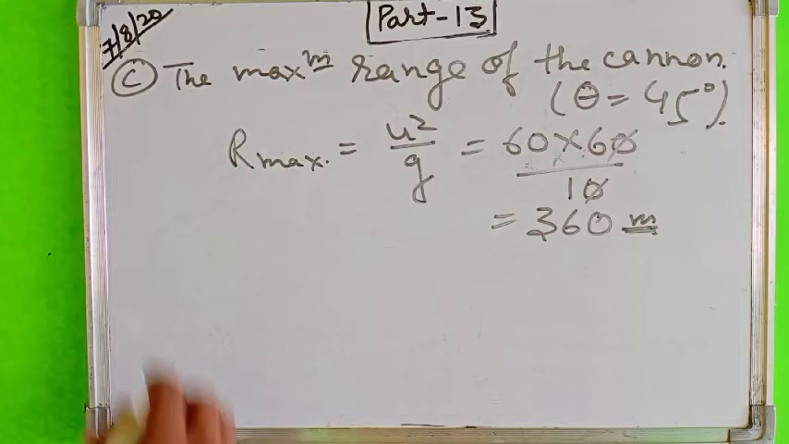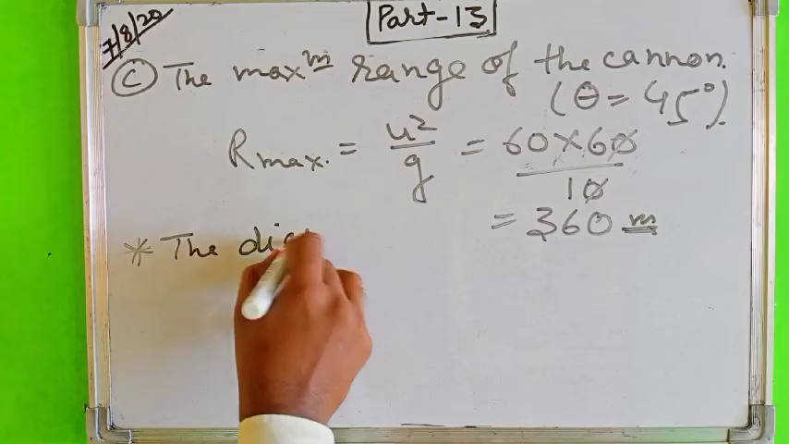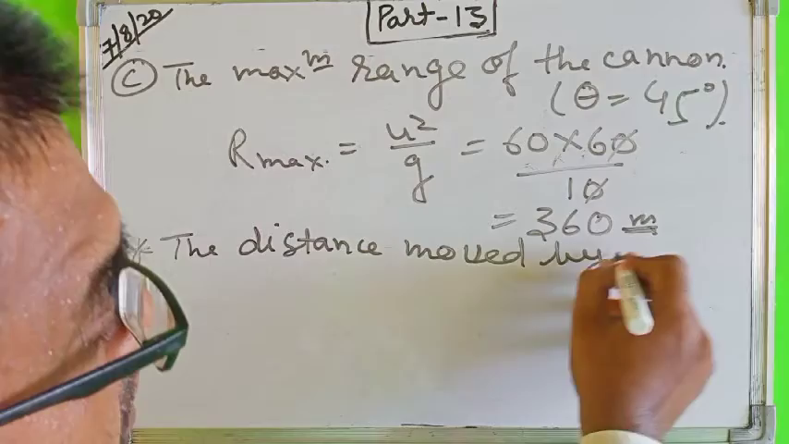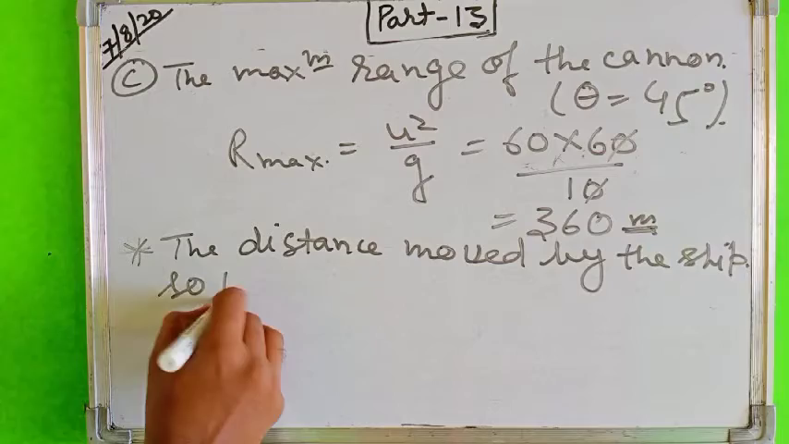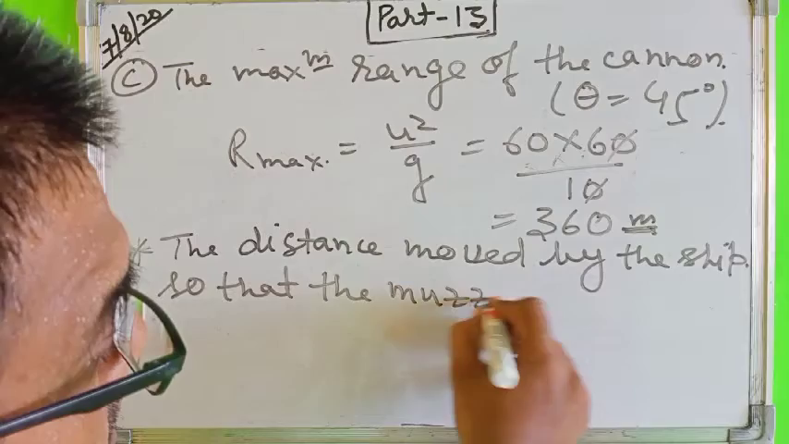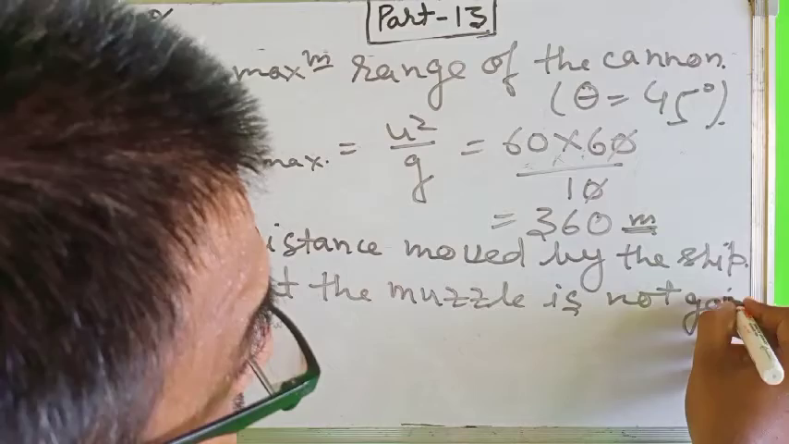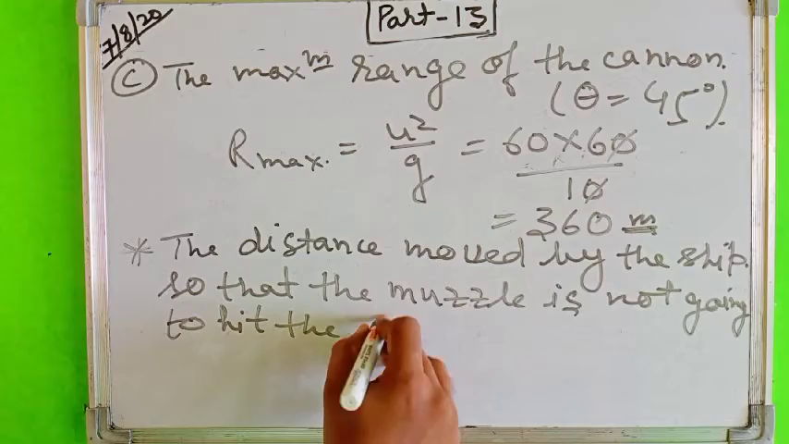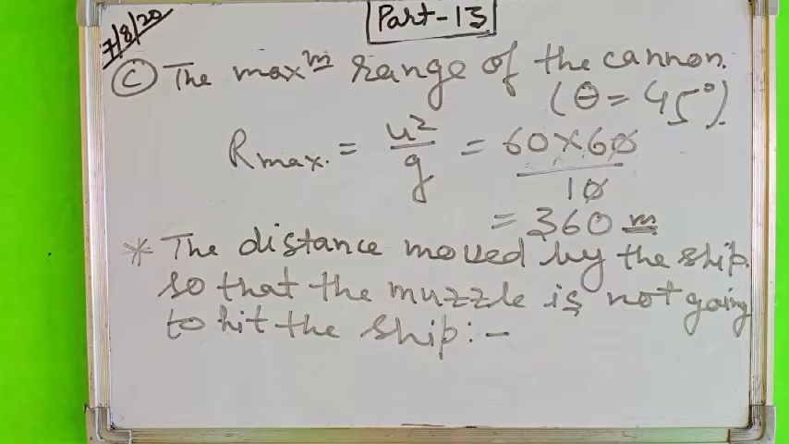So it can be calculated the distance moved by the ship so that the muzzle is not going to hit the ship. Muzzle is not going to hit the ship.